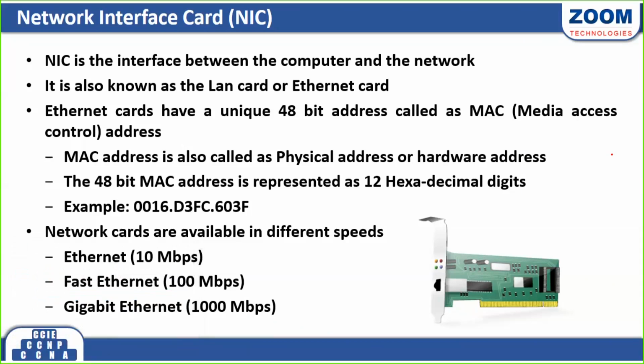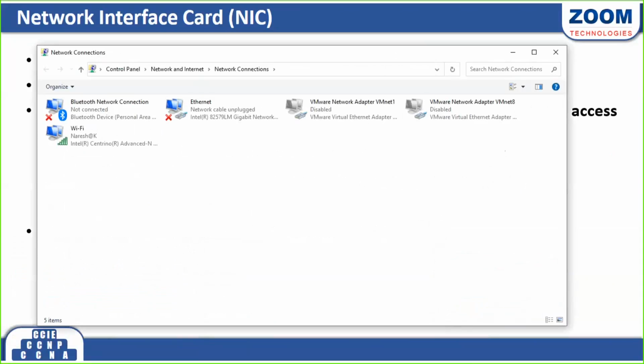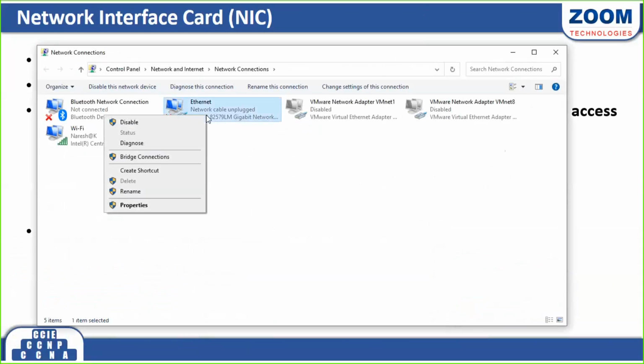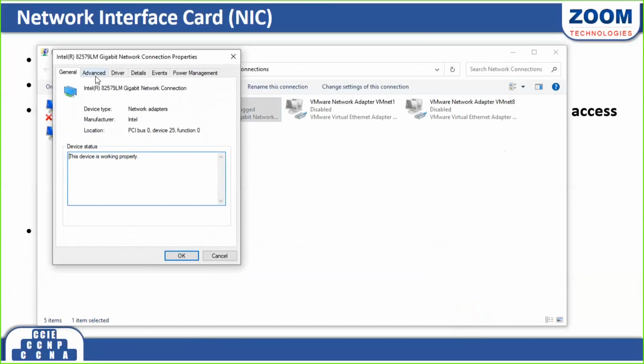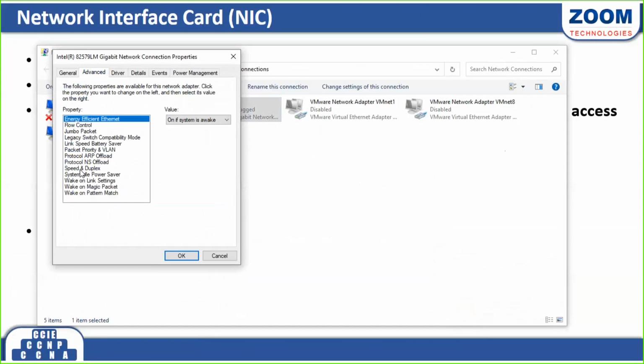ncpa.cpl. The network adapters will open. Click on the Ethernet adapter, right click, and you can see the Properties option, then Configure, Advanced, Speed and Duplex. On the right side you can drop down.